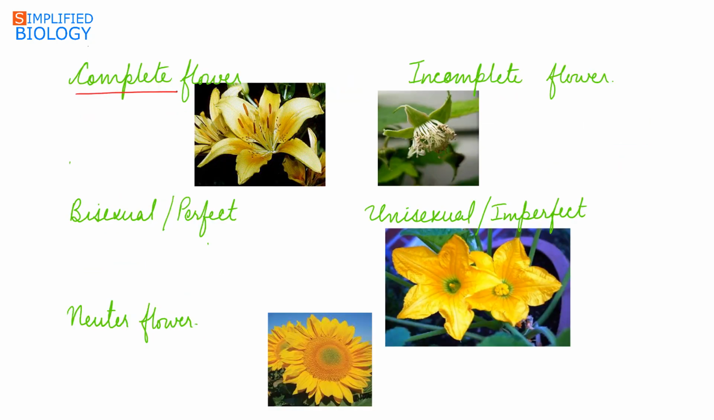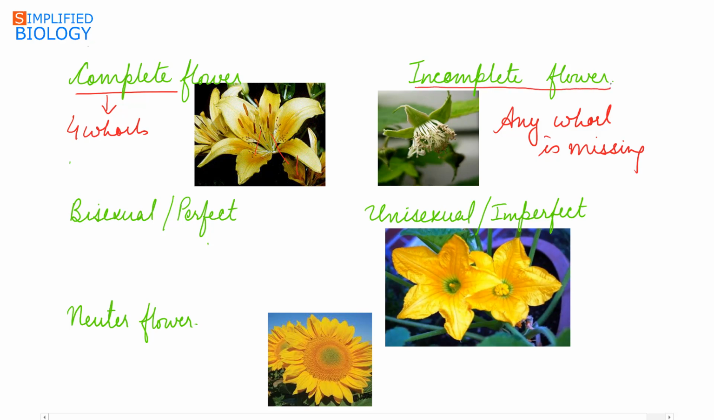Complete flower. A flower which has all the 4 whorls, that is calyx, corolla, androecium and gynoecium, is referred as a complete flower. And when any whorl is missing, it may be calyx, it may be corolla, it may be stamens, it may be pistil, then it is referred as an incomplete flower.